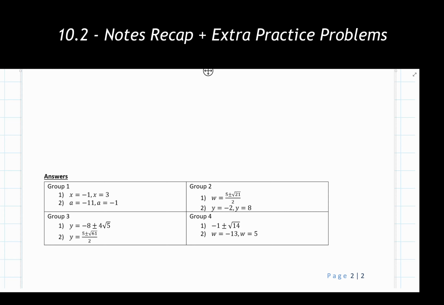But other than that, that is everything for our 10.2 material and one of the processes that we have for completing the square.